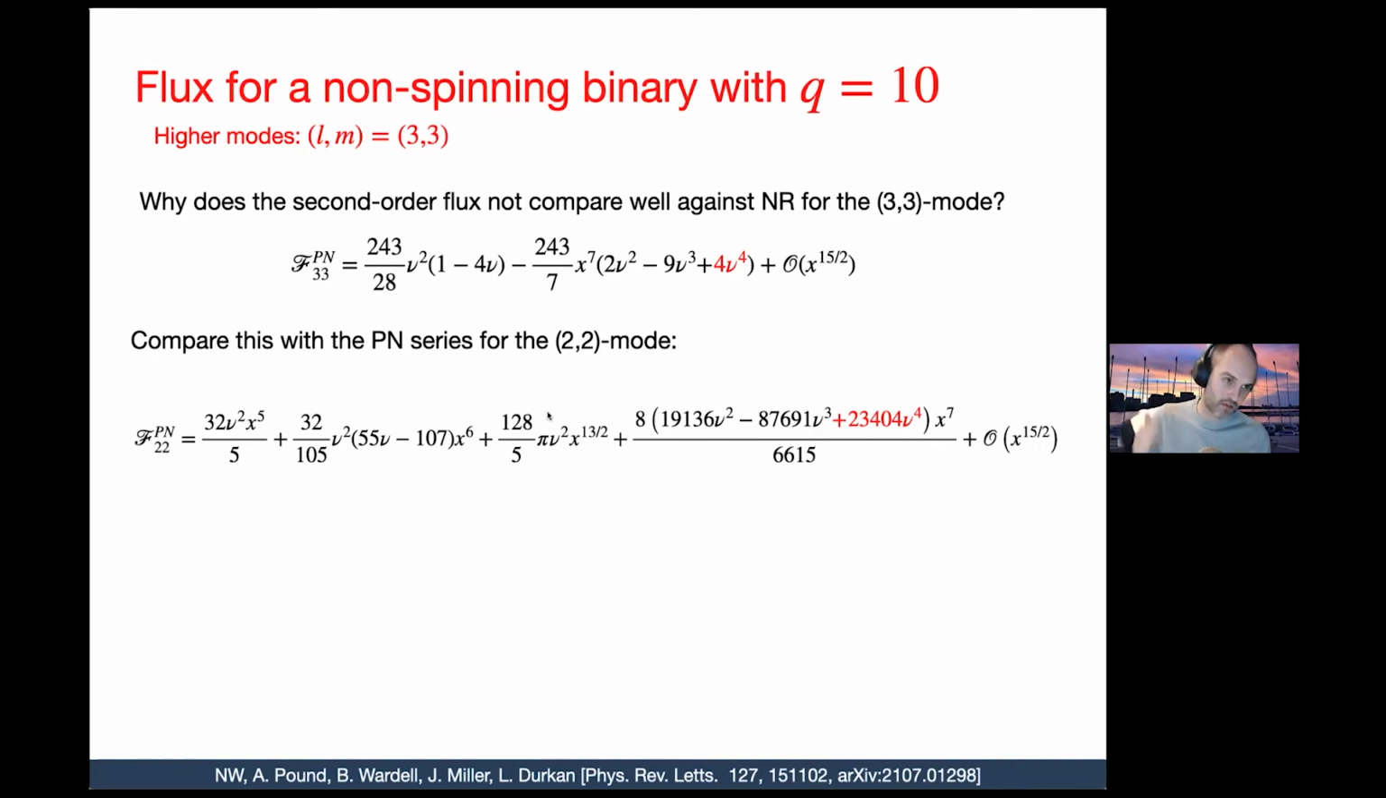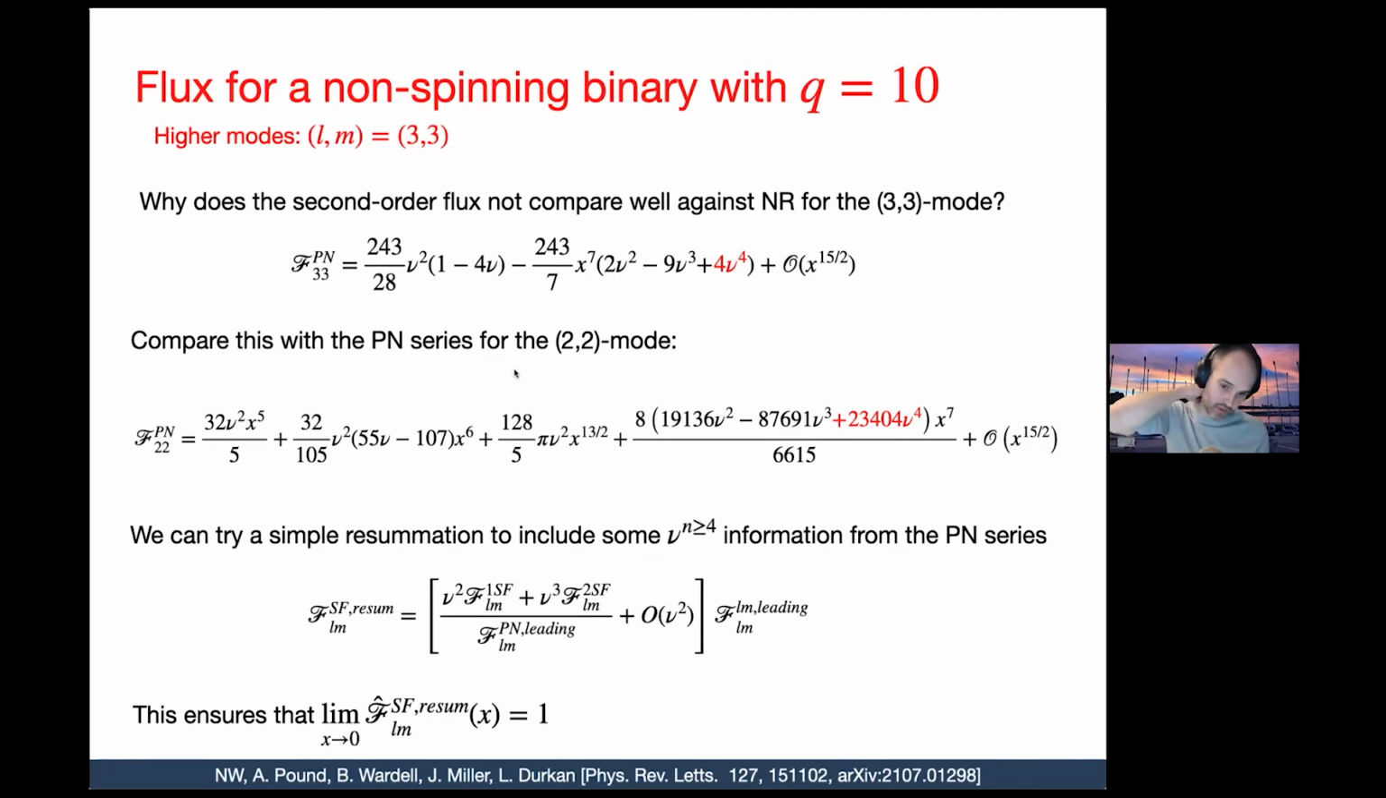Of course, it's a bit disappointing, perhaps, that those things don't agree so well, but it turns out that you can do a very simple resummation to include some information from the post-Newtonian series, or possibly reinforcing some symmetries in the system. What you can do is take our self-force results, our first order plus second order result, divide by the leading post-Newtonian term, re-expand this up to order nu squared, and multiply by the leading term again. This resummation has the property of ensuring that in the weak field, our results agree with the post-Newtonian series. That was the motivation for trying this.